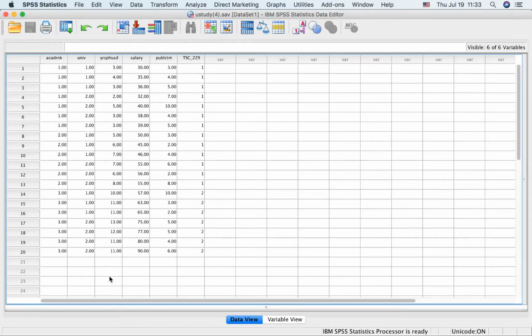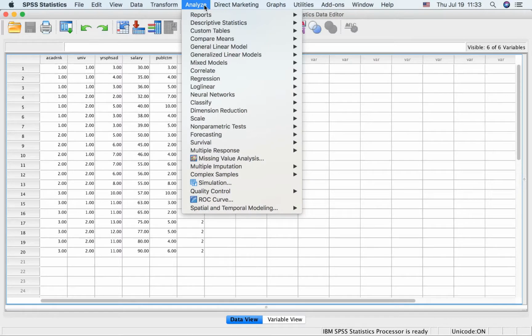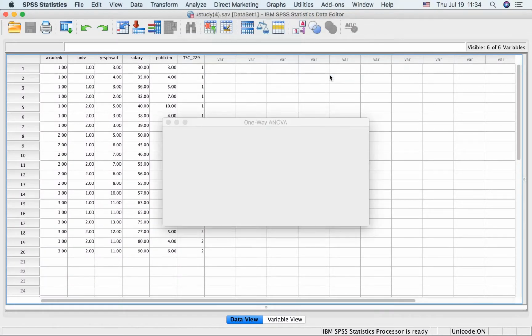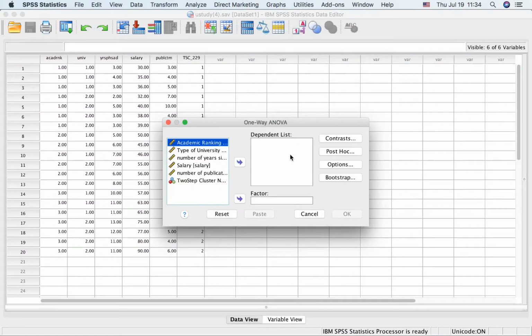All right, to do so, we need to go to our favorite tab, that's Analyze. Okay, and compare means. So we click one-way ANOVA. All right, so for our dependent list, in SPSS you can actually name multiple dependent variables. So if we want to talk about salary, sure. Or we can talk about the years since PhD graduation. But today we're only going to talk about salary.